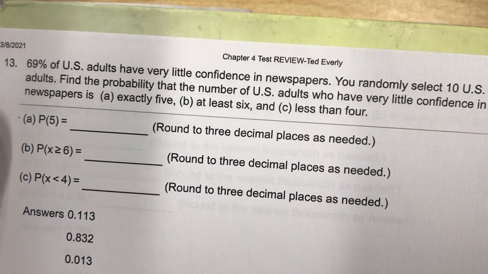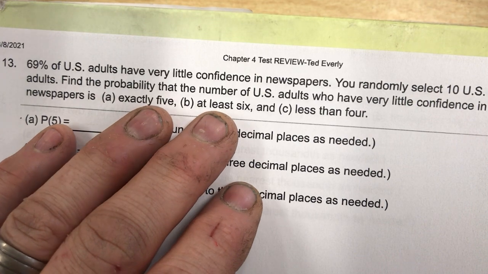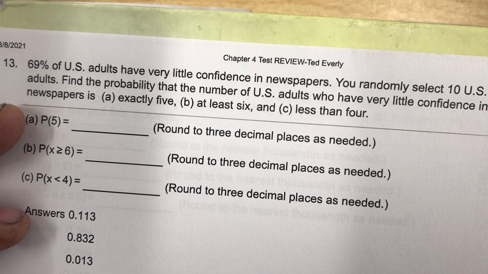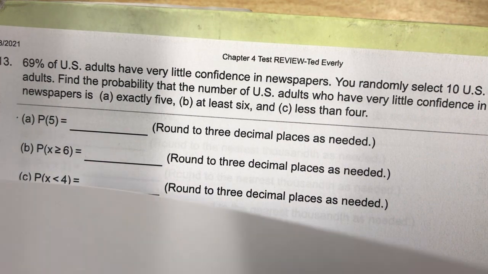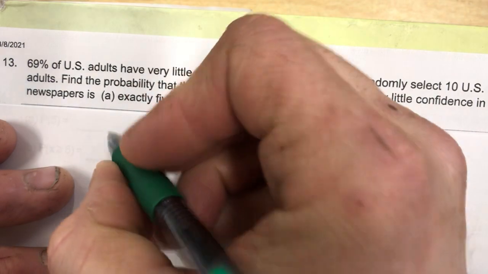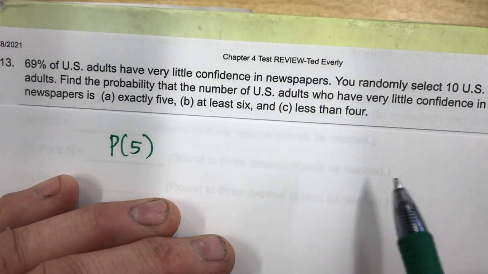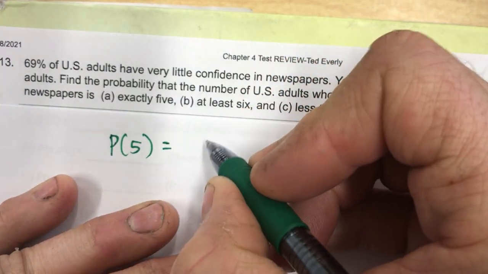All right, number 13. 69% of U.S. adults have very little confidence in newspapers. If you randomly select 10 U.S. adults, find the probability that the number of U.S. adults who have very little confidence in newspapers is exactly 5. So we're going to find the probability that exactly 5 people have little confidence in newspapers.